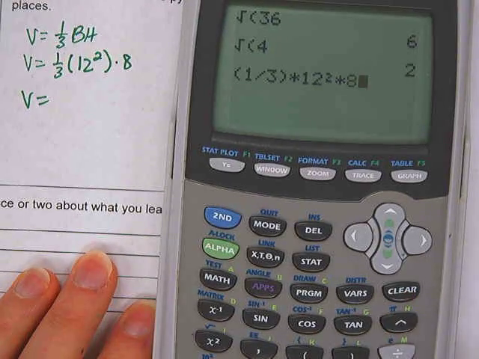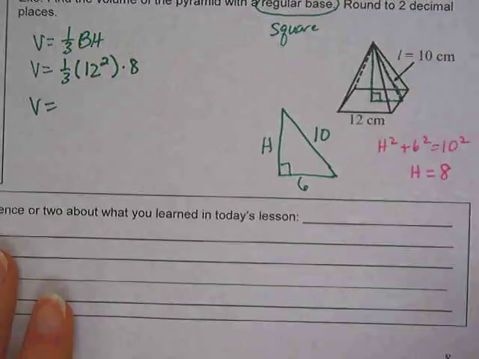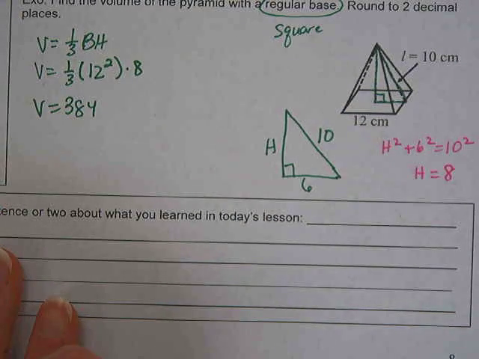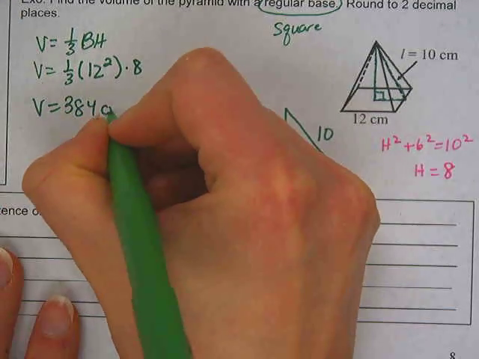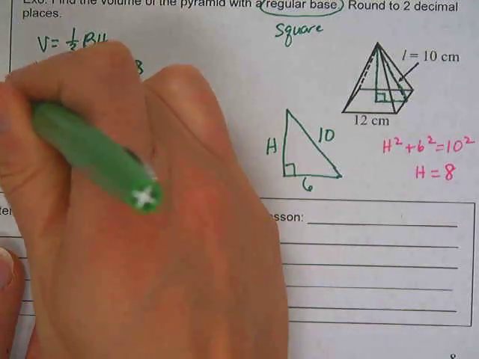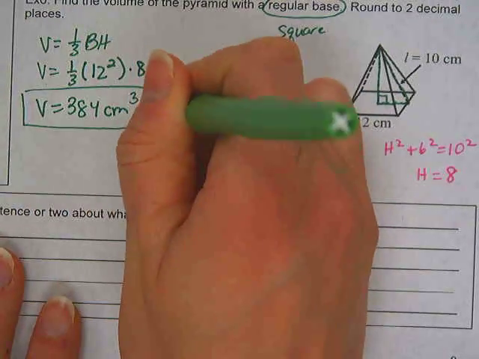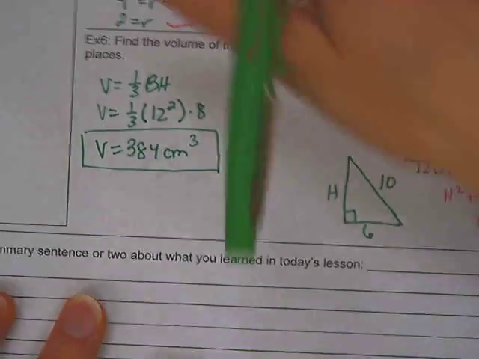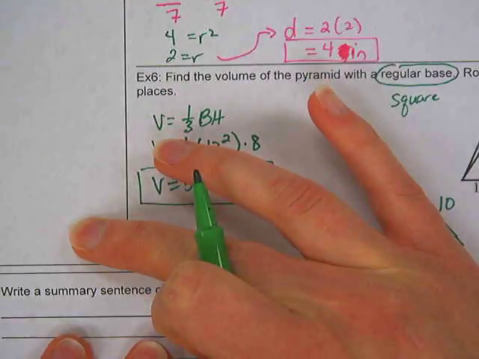So we're going to have 1 divided by 3 times 12 squared, so I have a nice fancy button for it, and then times 8. And we get 384. So our volume of this pyramid is 384 centimeters cubed.